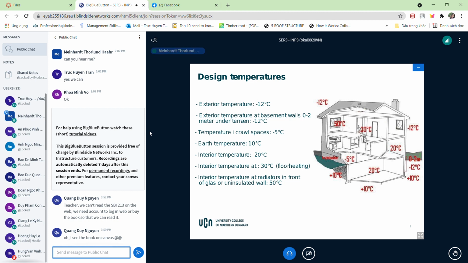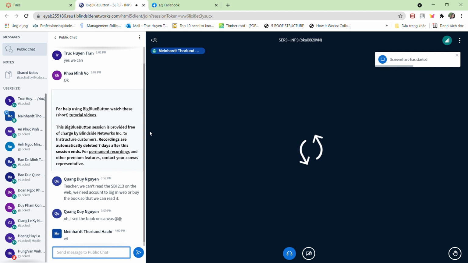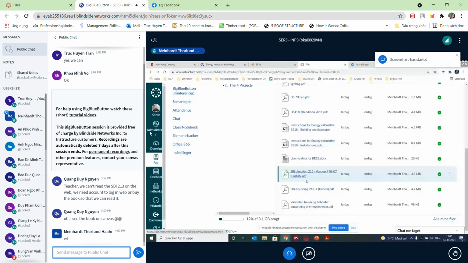The one on Canvas? Oh, it's an English version. That's nice, I didn't know we had that. But I will just note that we have version 6 on Canvas, and the one that we're using now is version 6. That's a good question, so great that you actually asked the question there. On Canvas, you can find the SBi directional instruction for 230. It's version 4, and that's the latest one.